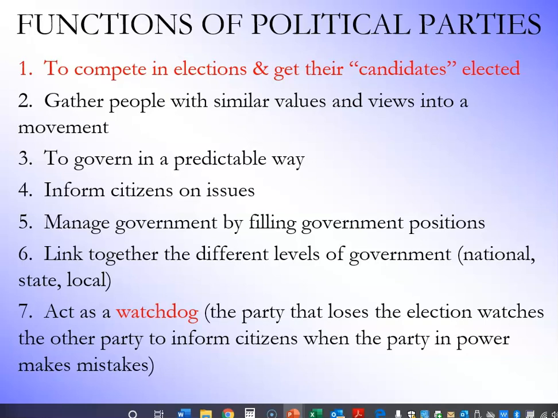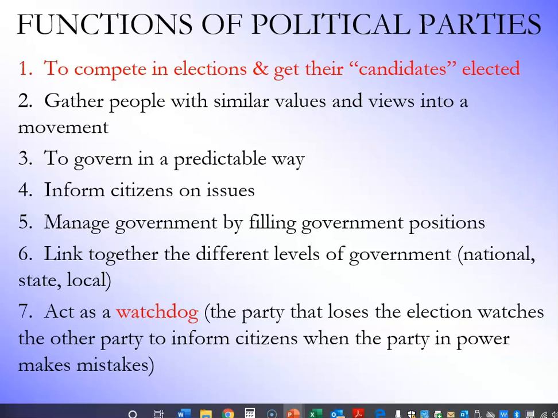2 through 6 talks about how they gather people together with similar ideas and values into a movement. In order to get things done in government, the more people you have on board, obviously the better. That's how you get a majority vote. They also govern in a very predictable way. For example, if you elect a president to office that's a Democrat, you could expect that person to really support big federal government ideas like Obamacare with Barack Obama. And obviously, if you elect a Republican president, you can generally expect that person to support the military, like President Trump.